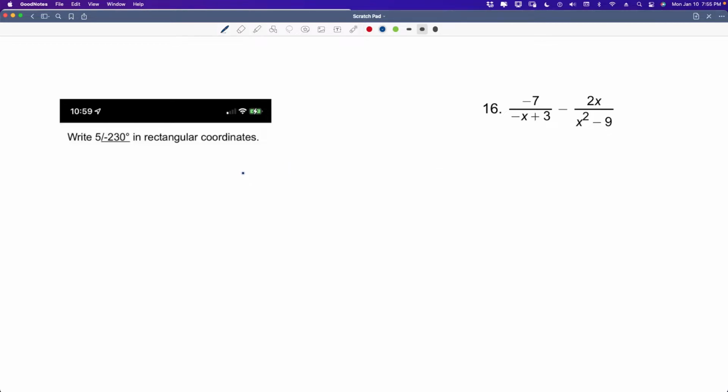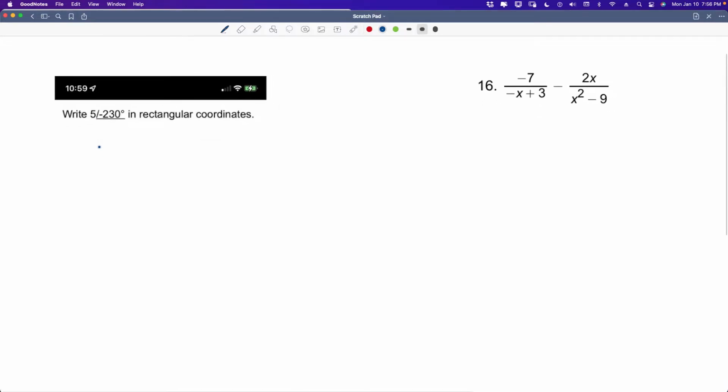All right, so this one, write 5 and negative 230 degrees in rectangular coordinates. So first we have to create our Cartesian coordinate system. And then we have to look at this degree of angle here. It's negative. So instead of measuring from here around, we're going to measure from here and go the other way, right? We're going to go clockwise instead of our normal counterclockwise.